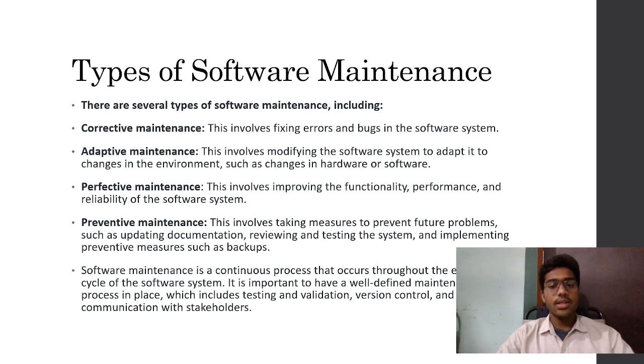Software maintenance is a continuous process that occurs throughout the entire life cycle of the software system. It is important to have a well-defined maintenance process in place, which involves testing and validation, version control, and communication with stakeholders. Software maintenance plays a very vital role in SDLC, the software development lifecycle, which involves several steps like testing, validation, version control, and also communication with stakeholders.